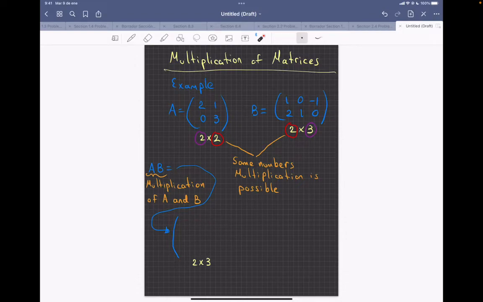The first entry is going to be in the row 1, column 1. This means row, this column, but it represents an entry. Then row 1, column 2, row 1, column 3, here row 2, column 1, here row 2, column 2, and here row 2, column 3.